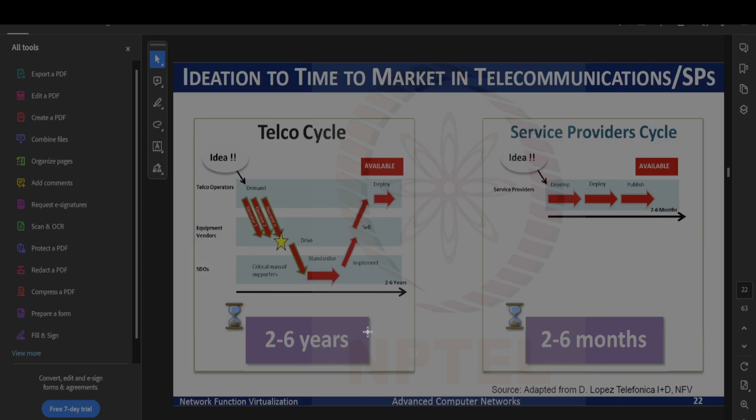So from the telecom operator, the idea goes to the equipment vendors. They get a lot of requests from different operators, then they should feel that this has to be built in. Then they go for the standardization, then they sell it in the market, and that is when the operators buy it and deploy. So this whole cycle was actually taking a lot of time.